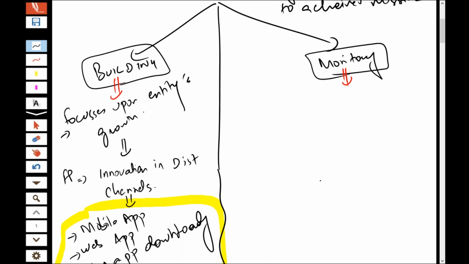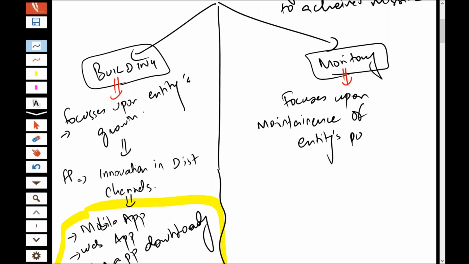Now, the next thing is monitoring CSF. Monitoring CSF is those CSF that focus upon the maintenance of an entity's position. So when you talk about the maintenance of your existing position, your existing status, that is going to be considered as a monitoring CSF. Now, what exactly do you mean by this monitoring CSF? Try to understand this thing.